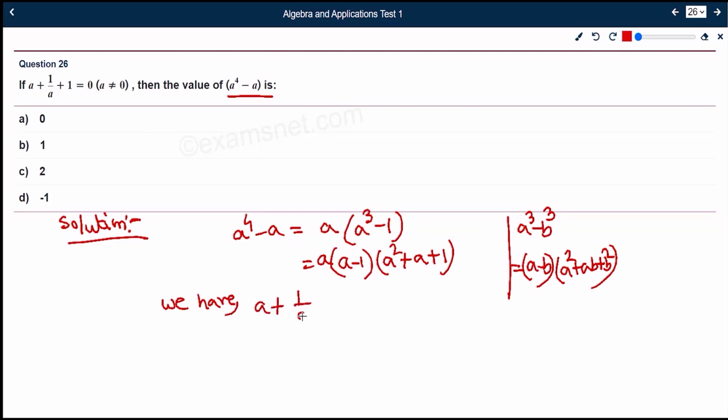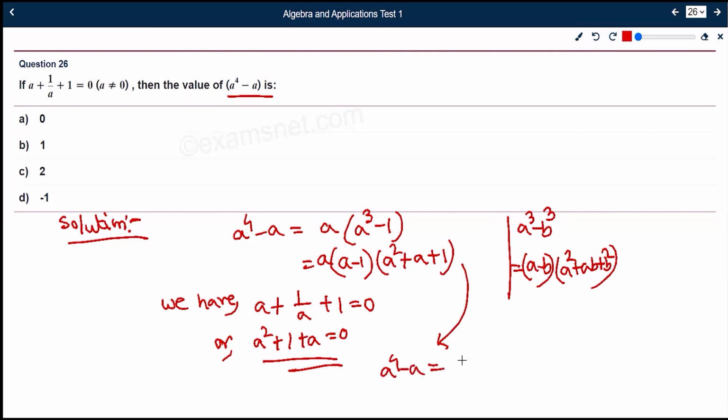Now we have a plus 1 by a plus 1 equals 0. Let's multiply both the sides with a. So it becomes a square plus 1 plus a equals 0. Now we can put this value in this expression. That would make this expression a to the power 4 minus a equal to a multiplied by a minus 1 multiplied by 0. That means the correct answer is 0, which is option A. So let's move towards the next sum.